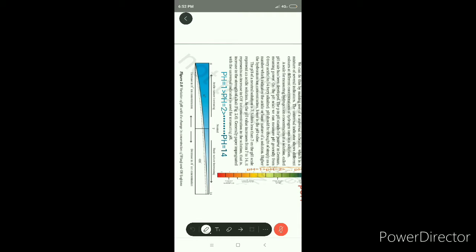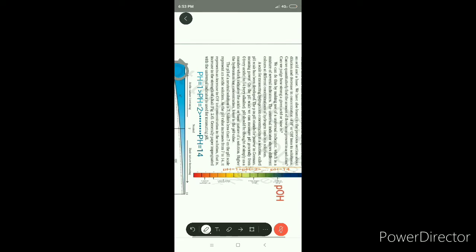So what does it mean? The pH should be thought of simply as a number which indicates the acidic or basic nature of a solution. The higher the hydronium ion concentration, the lower the pH. So hydronium ion or hydrogen ion. Okay. So if the hydrogen ion is higher, then its pH will be lower.